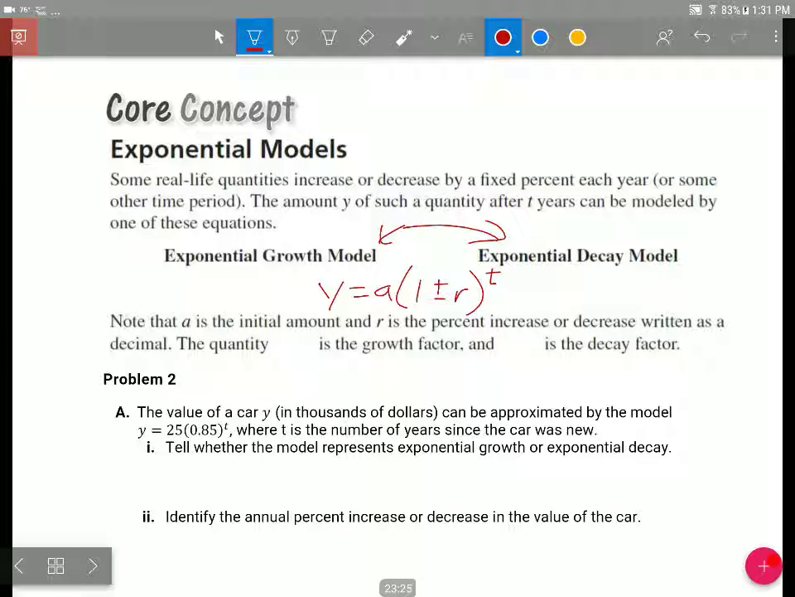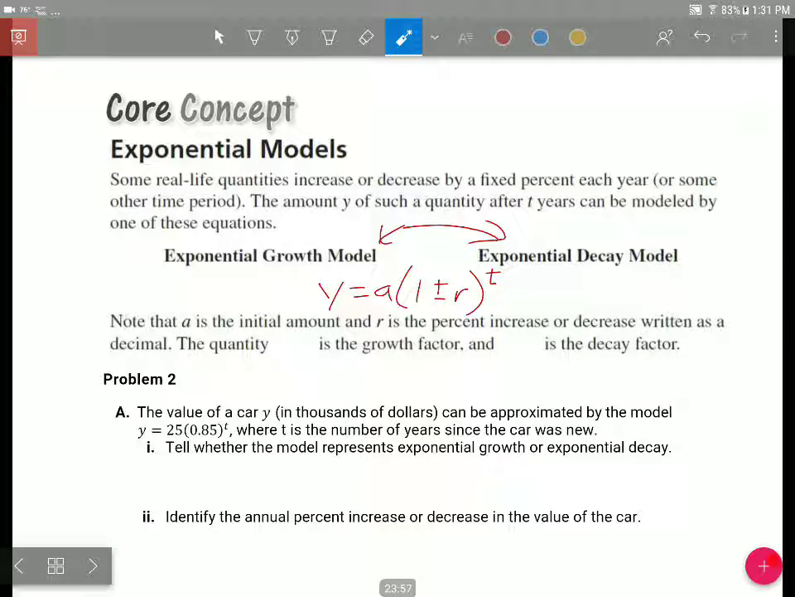Here's why they broke it into two. If it's growth, which one of these do you think you're going to use, the plus or the minus? Plus. If it's a decay, which one are you going to use? The minus, exactly. It is the exact same formula. But if it's growth, it's above 1, so it would be 1 plus something. If it's decay, it's less than 1, so it would be 1 minus whatever your percentage is. Cool. So if we're building these, that is the model that we're going to use.